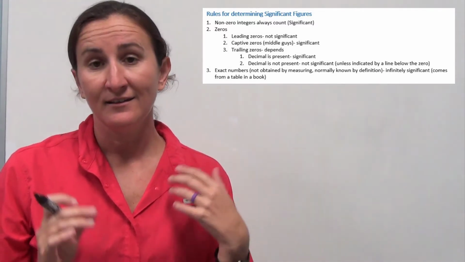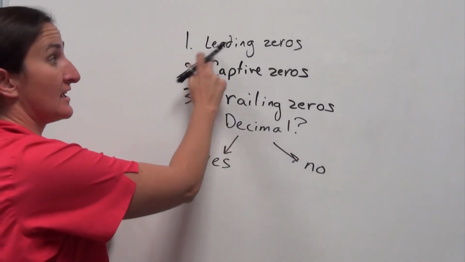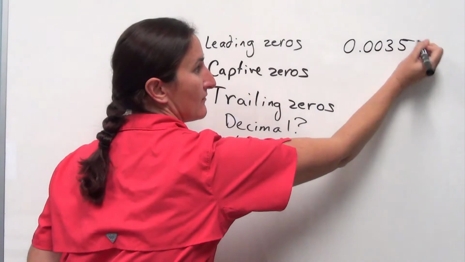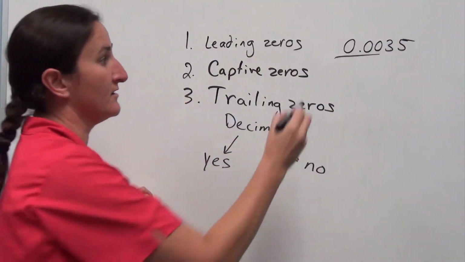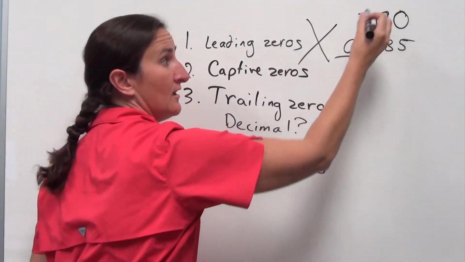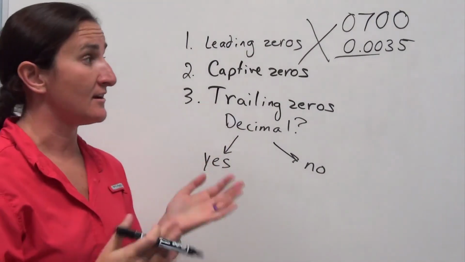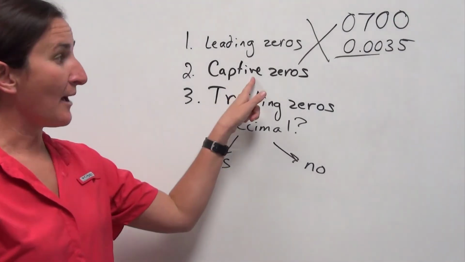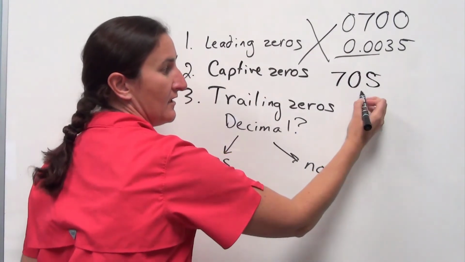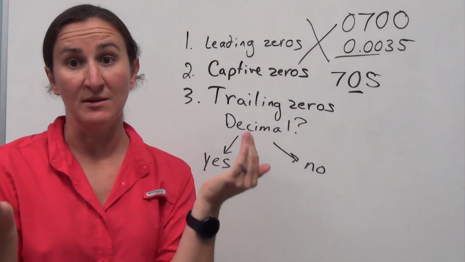Rule number 2 says zeros, they're kind of wishy-washy. So let's look a little closer at these zeros. If it is a leading zero, like 0.0035, these leading zeros are never significant. And the reason for that is if you wrote a number like 700, you could have put some extra zeros out front, but they didn't change the value or the significance of that number in the slightest. All right, captive zeros, that's numbers that are in the middle. So like 705, that 0 is in the middle of 7 and 5. So that 0 is considered a significant digit because it's in the middle, it's captive.